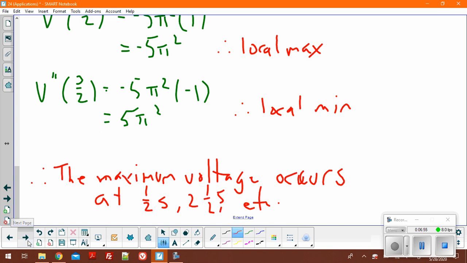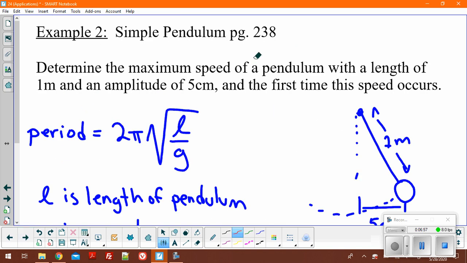Okay, so one other example. This is coming from the textbook. It's on page 238, but I'll talk it through a little bit. It says to determine the maximum speed of a pendulum with a length of 1 meter and an amplitude of 5 centimeters, and the first time this speed occurs. Because it says speed and not velocity, technically it doesn't matter if it's positive or negative. I just want to know what the biggest number is going to be.